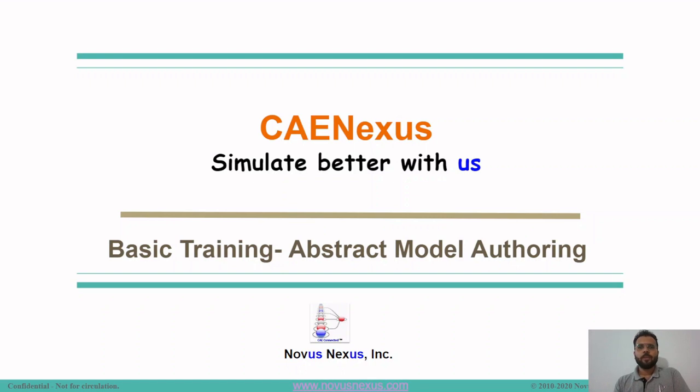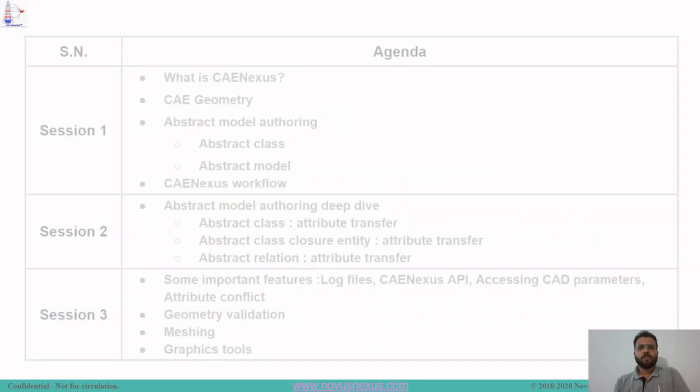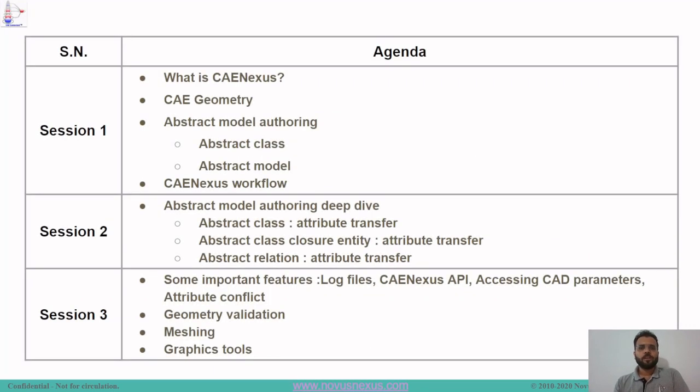These sessions are mainly focused on authoring abstract models. The training comprises three sessions. The first session will cover an overview of the CAE workflow. The second session will give the details of abstract model authoring, and the third session will help to understand productivity improvement tools in CAENexus. Before starting the actual session, let's see some key points here.